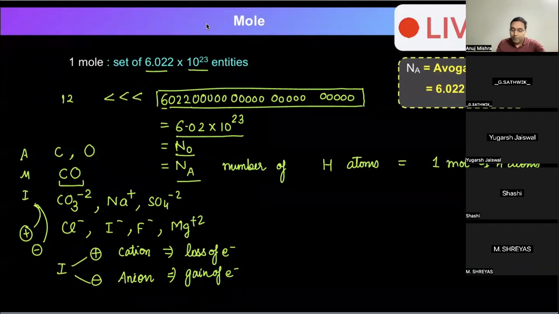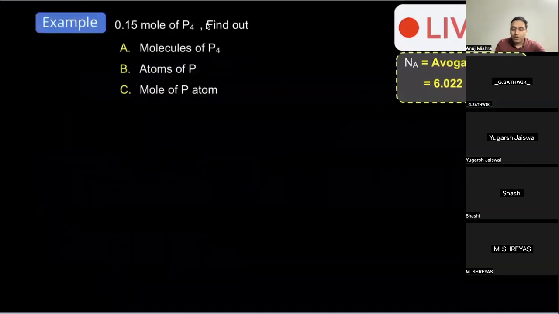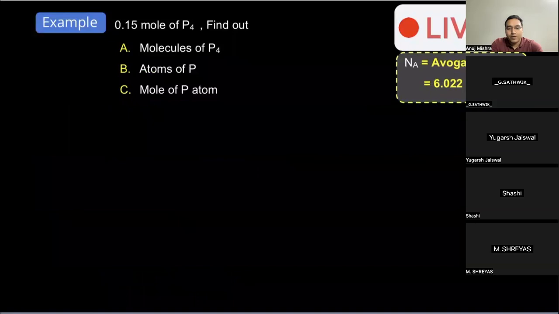So we can proceed to an interesting question. Now read this question carefully. Is it visible first of all? Is the question visible to you? Please check that. So the question is: 0.15 mole of P4 is given.